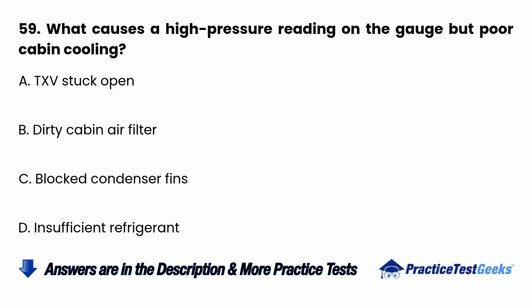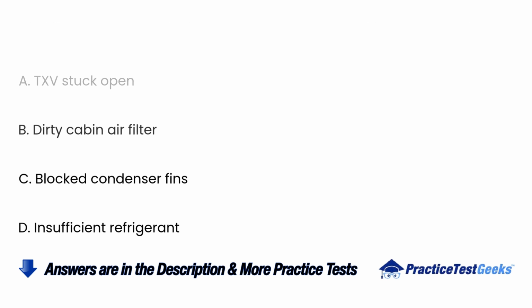59. What causes a high pressure reading on the gauge but poor cabin cooling? A. TXV stuck open. B. Dirty cabin air filter. C. Blocked condenser fins. D. Insufficient refrigerant.